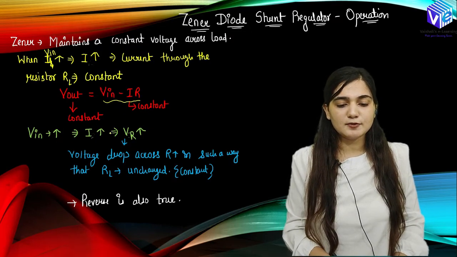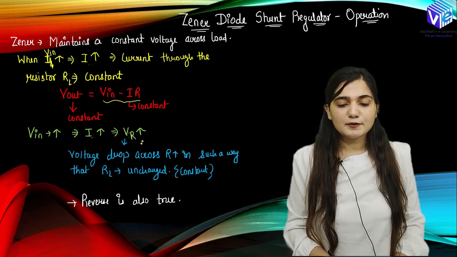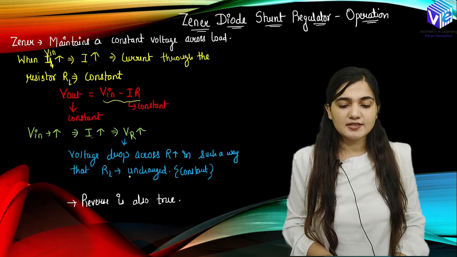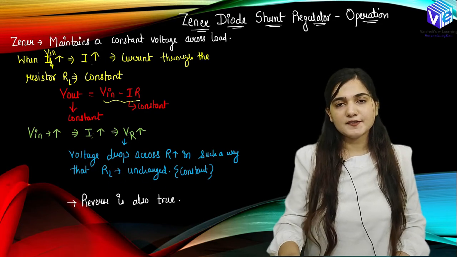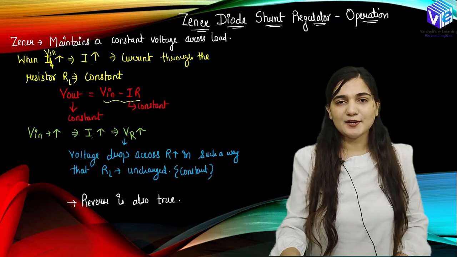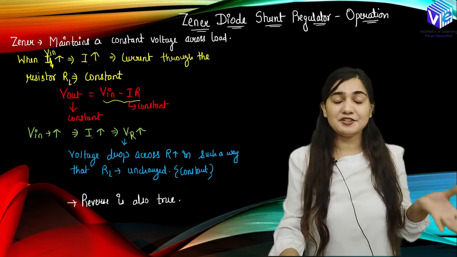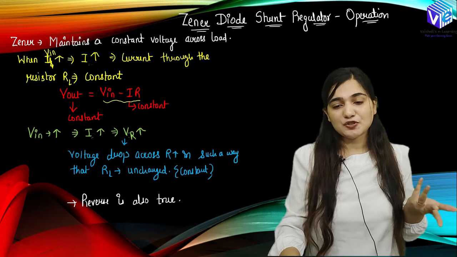So V in increases, which means I increases, and VR is going to increase. So the voltage across the resistor is going to increase in such a way that the voltage across RL remains constant, and the reverse is also true. Because the voltage across RL is constant, if V in increases, VL is not going to increase.